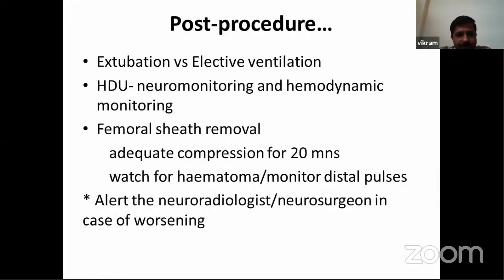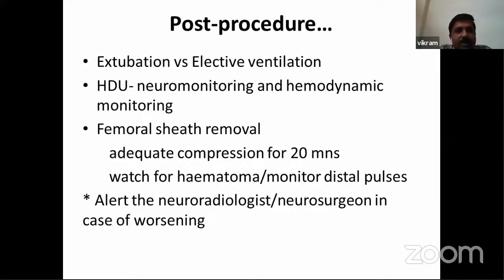Coming to the post-procedure, the decision should be made after discussion with the radiologist as to whether the patient has to be extubated or electively ventilated. Even if a patient is extubated, they are generally shifted to a high dependency unit for neuromonitoring and hemodynamic monitoring. Sometimes the femoral sheath is left in place when the activated clotting time is high, and you have to remove this femoral sheath.